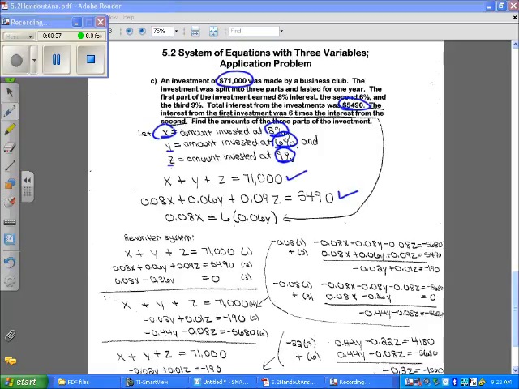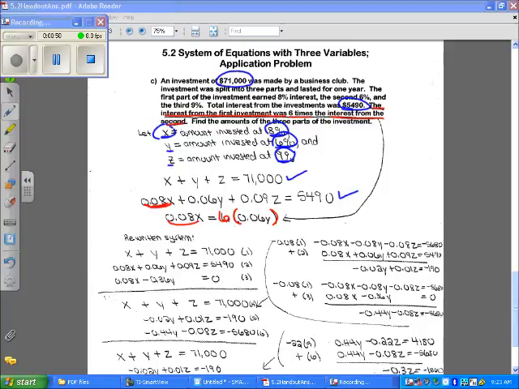And then my third equation comes from what's underlined. So let's go over that. It says the interest from the first investment, okay, so this is the investment of the first investment, was 6 times the interest from the second. Okay, so this is the interest from the second. So that's my third equation.